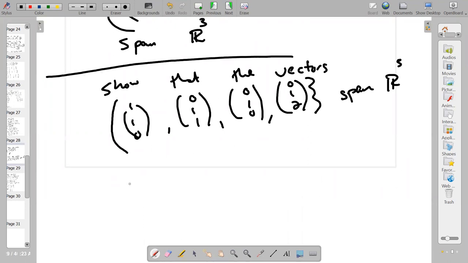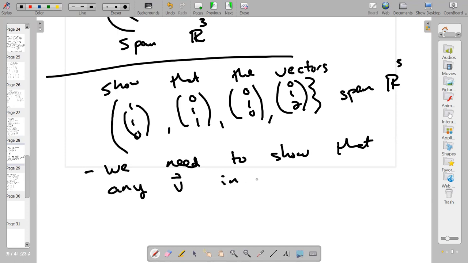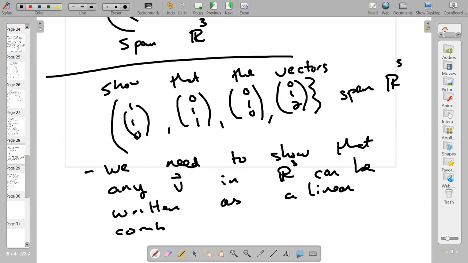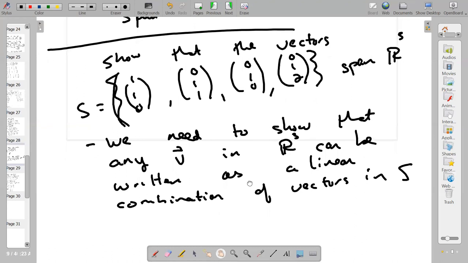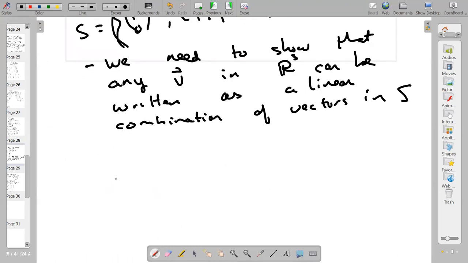So again, just focusing on this question right here, we need to show that any vector V in R3 can be written as a linear combination of vectors in the set. So let's call this set S. It's a linear combination of the vectors in set S. So how do we actually do that?